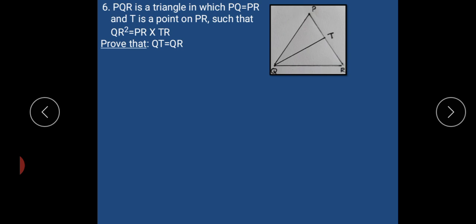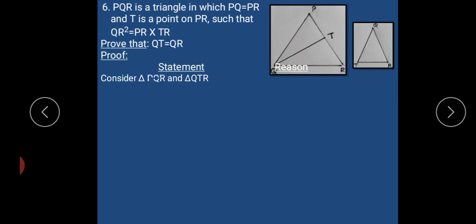So how we can select the 2 triangles is, what is given to us is PQ is equal to PR, and what is asked to prove is QT is equal to QR. So the second triangle, I will separate it from the main figure and it looks like this. Now you see PQ and PR are given equal and we have to prove QT is equal to QR. So the two triangles which we have to consider are triangle PQR and triangle QTR.